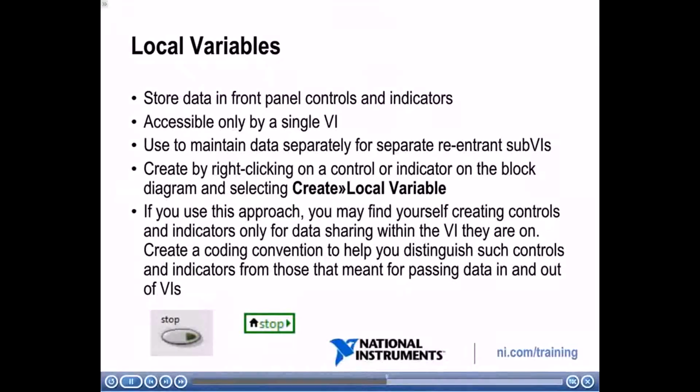If you're using local variables just to share data between loops, you might find yourself creating controls and indicators only for data sharing within the VI that they're on. If you're doing that, you might want to create a coding convention to help you distinguish which controls and indicators are used simply for data sharing and which ones are used for passing data in and out of the VIs. You might also want to use global variables instead if you're only using a local variable and a control just for passing data.